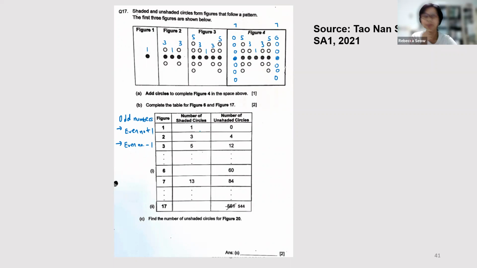So let's take a look at 1, 3, 5. What happens when we take away 1 from each of these numbers? When we take away 1 from them, we will end up with 0, 2, 4. And you realize that if we take away 1 from these numbers that are given, we will end up with what looks like multiples of 2. So what comes to mind would be 2 times table.